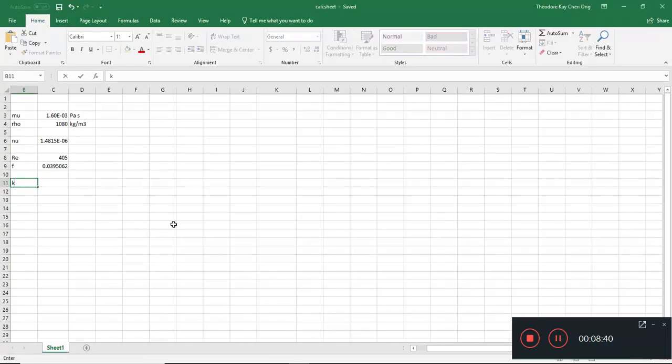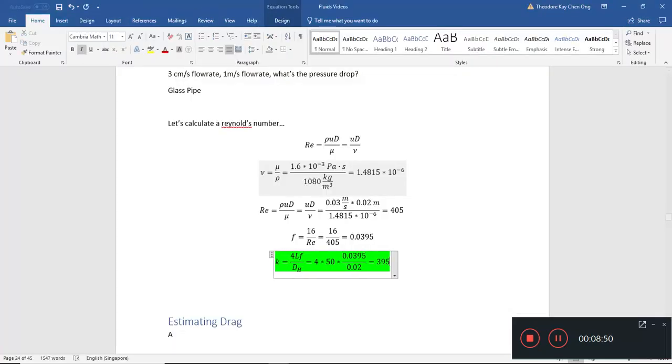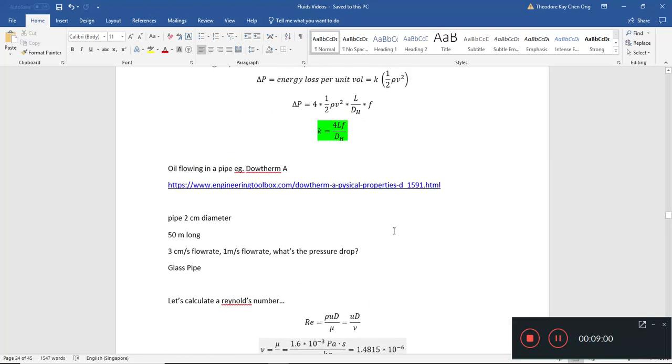So let's calculate our K. F times 4 times L divided by D, 0.02. 395. I'll just leave it as 3 significant figures. A bit lazy. Okay, so let's calculate our pressure drop given this formula.